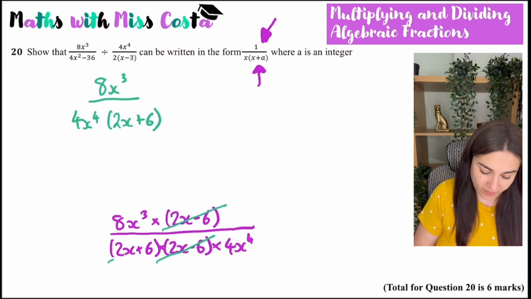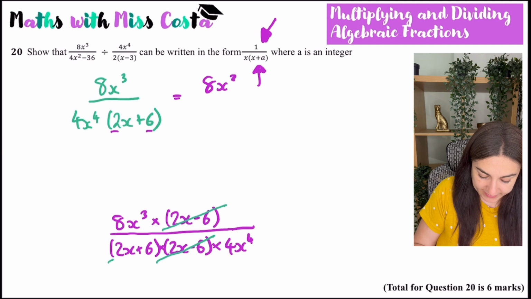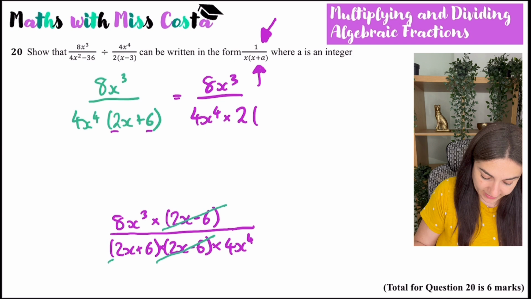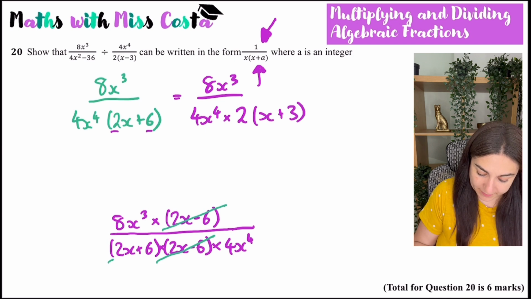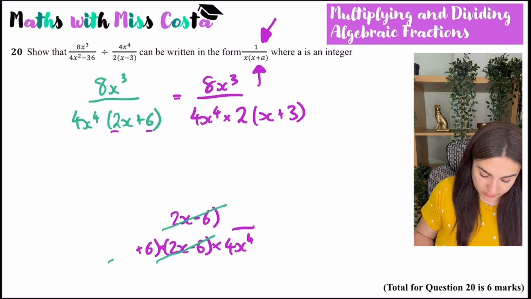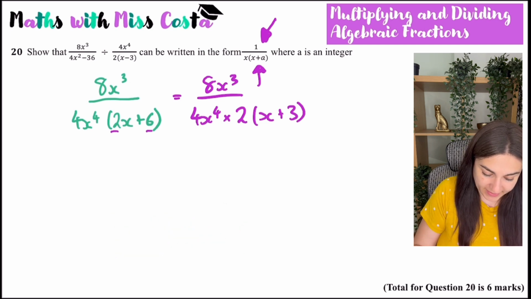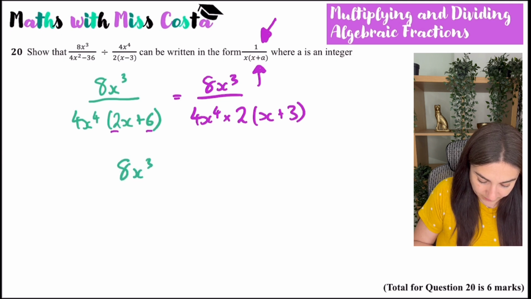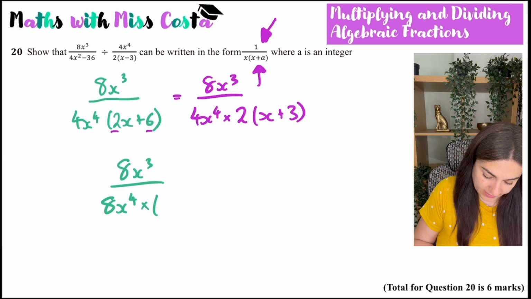So what that means is that I could take out a multiple of 2 from the bracket. So that could become 8x cubed divided by 4x to the power 4 times by, if I take out 2 out of the bracket, I'd be left with x plus 3. And 4x to the power 4 times by 2 is conveniently 8x to the power of 4. So I'd be left with 8x to the power 4 times by x plus 3.